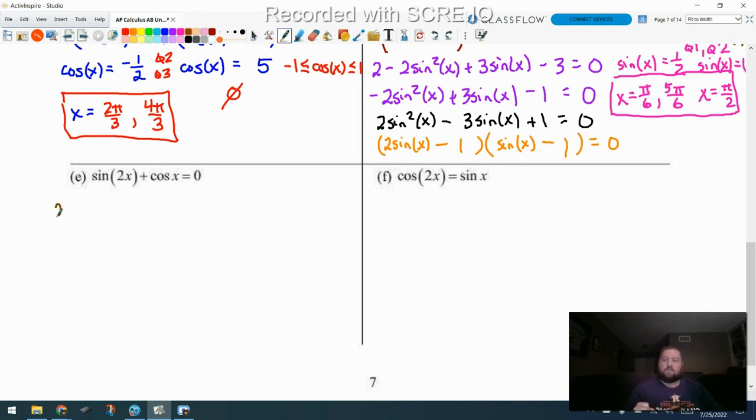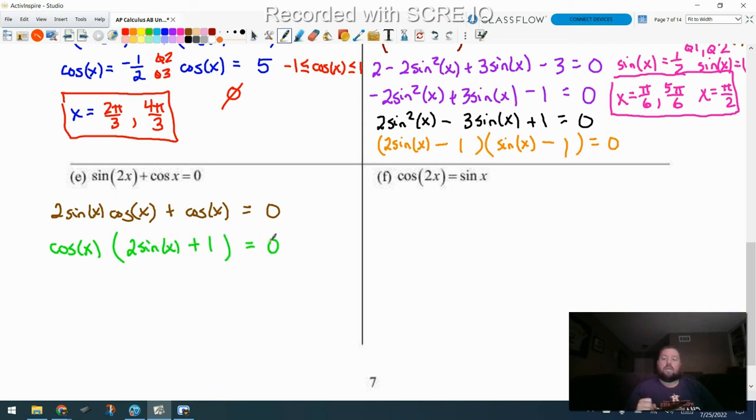Sine of 2x is equal to 2 sine x cosine x plus cosine x is equal to 0. Okay, that may not seem like it made things easier, but it really did, because now we have two terms and they have something in common, the cosine x. So we can take out a cosine x. And that'll leave me with a 2 sine x plus 1. And now we have two factors, and we know that we can set our factors equal to 0 separately.